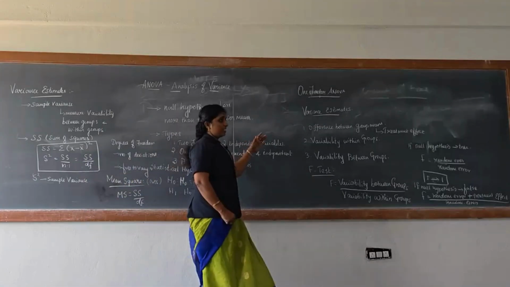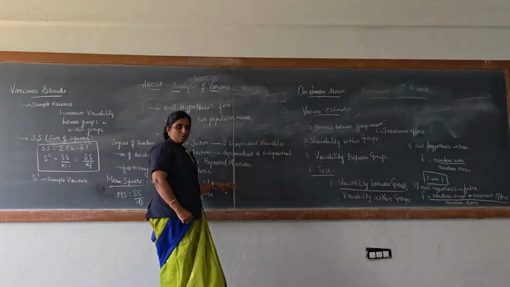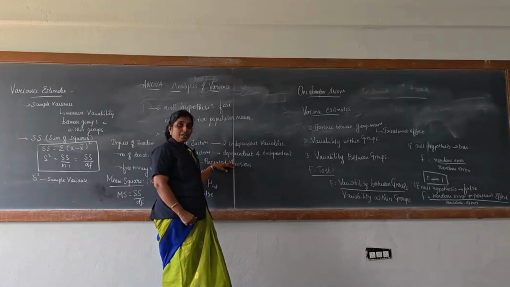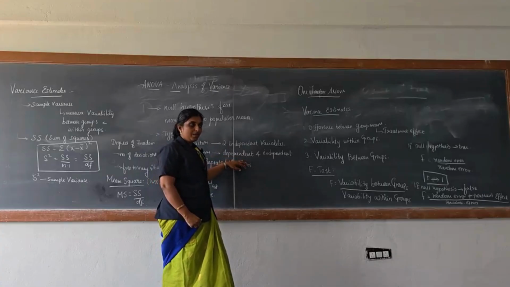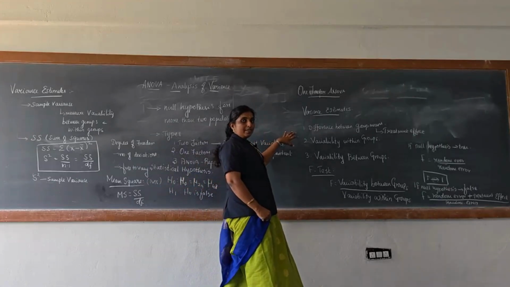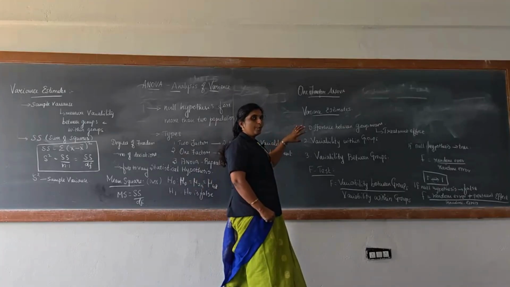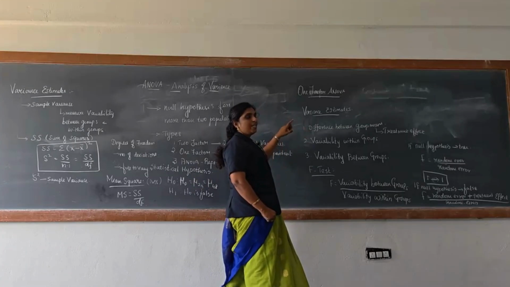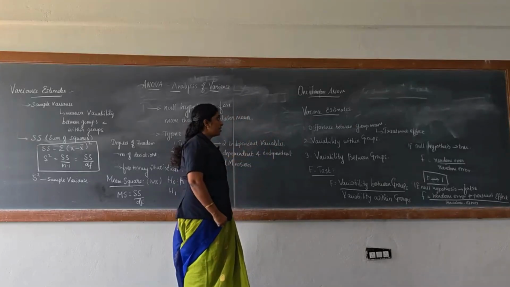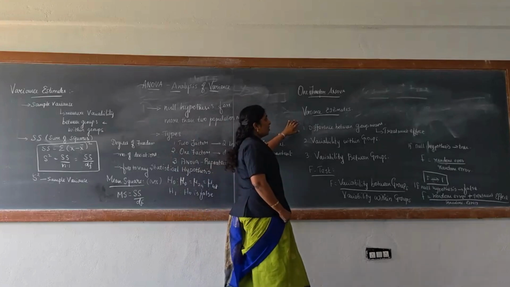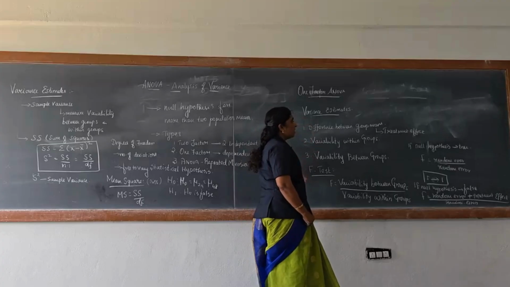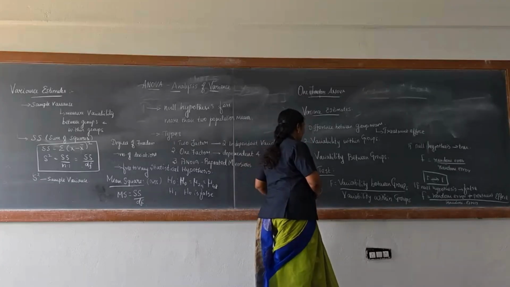Now, one factor ANOVA: we already discussed its definition. One factor means it contains only one dependent variable and only one independent variable. You have to perform the statistical test for this data. For more than two population means, based on one independent variable, that type of ANOVA is called a one factor ANOVA. Under this you are going to calculate three things: the difference between group means, the variability within groups, and the variability between groups.